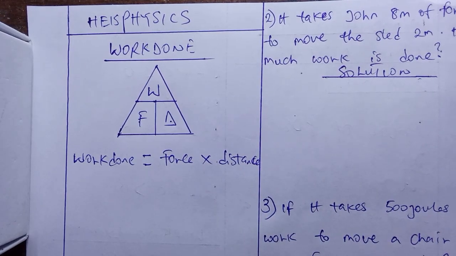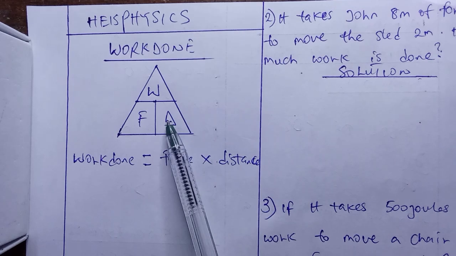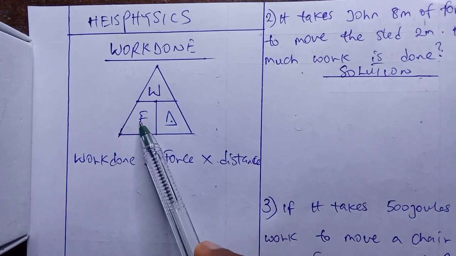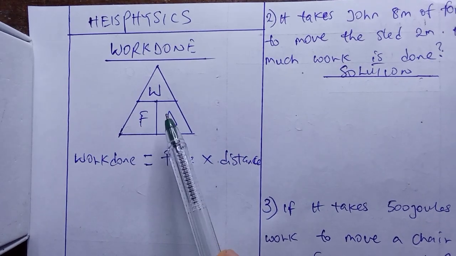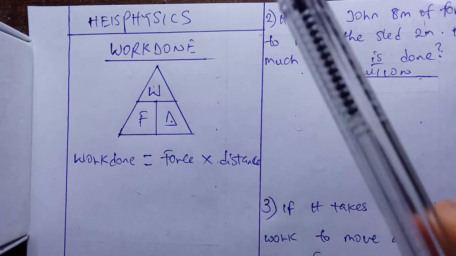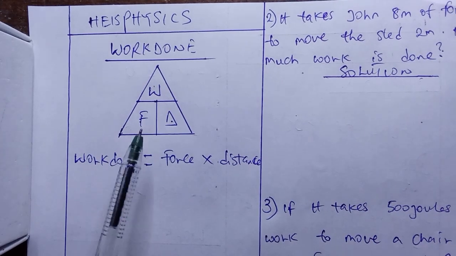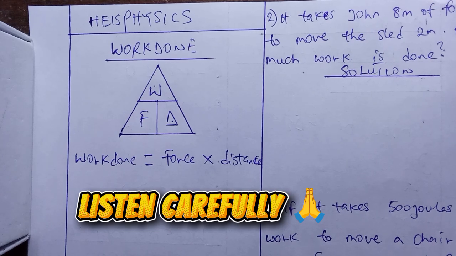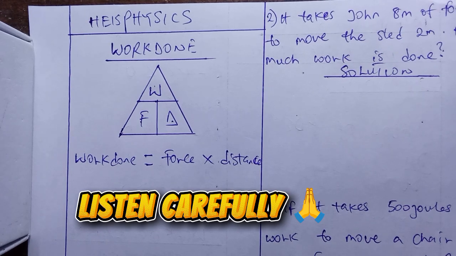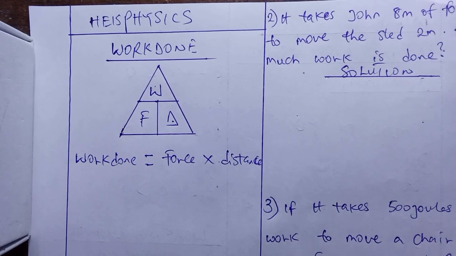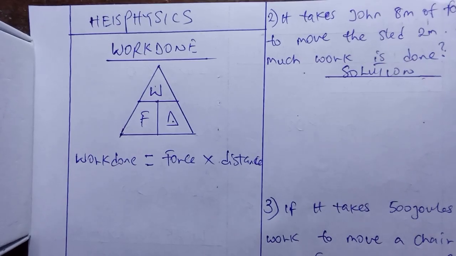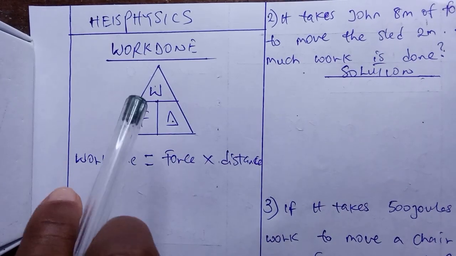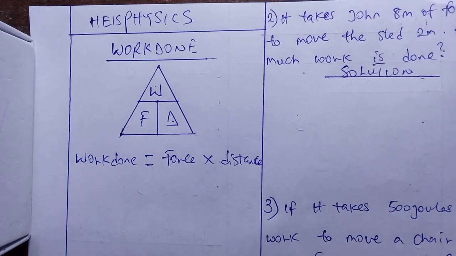From this triangle, you can also say our distance is work done over force, and our force is work done over distance. So this triangle is very important. That's what we do in this channel. We make things easier for the students. So during your WAEC or any exam, once you see any problem on work done and you forget the formula, just remember this triangle and you know the relation.